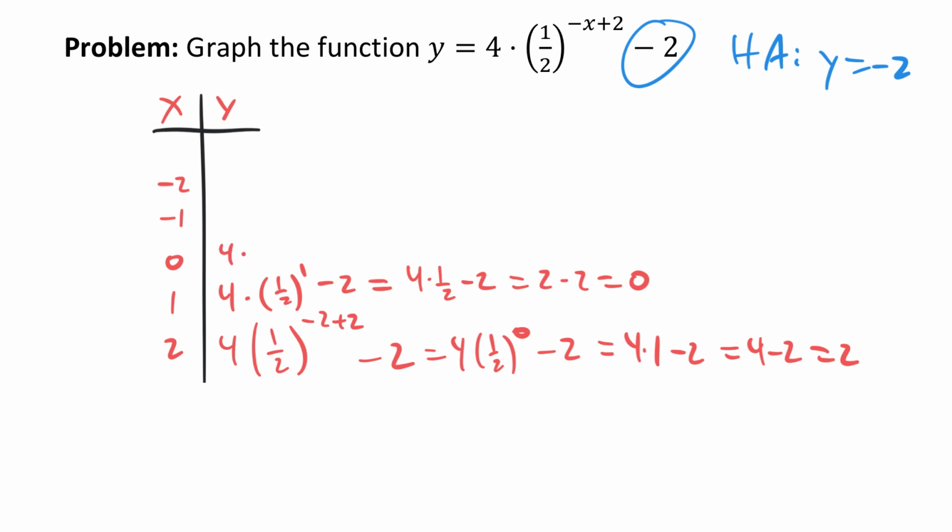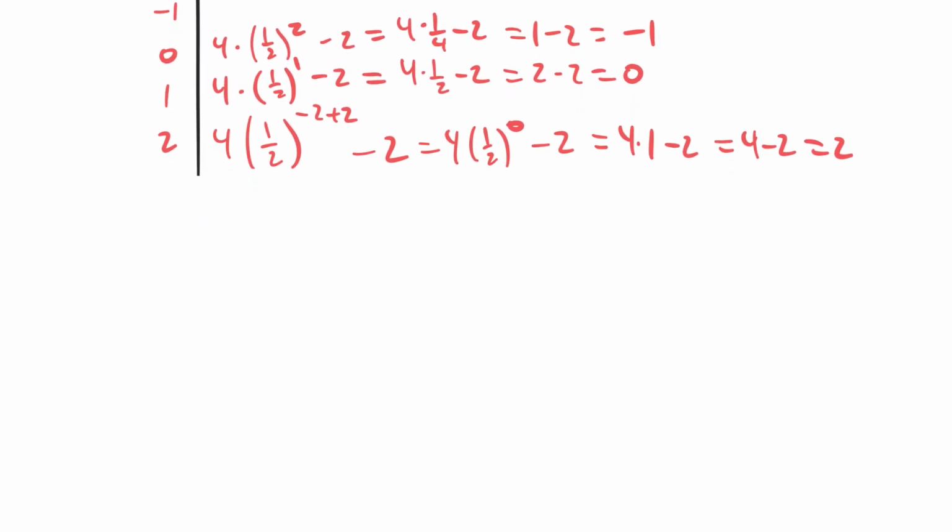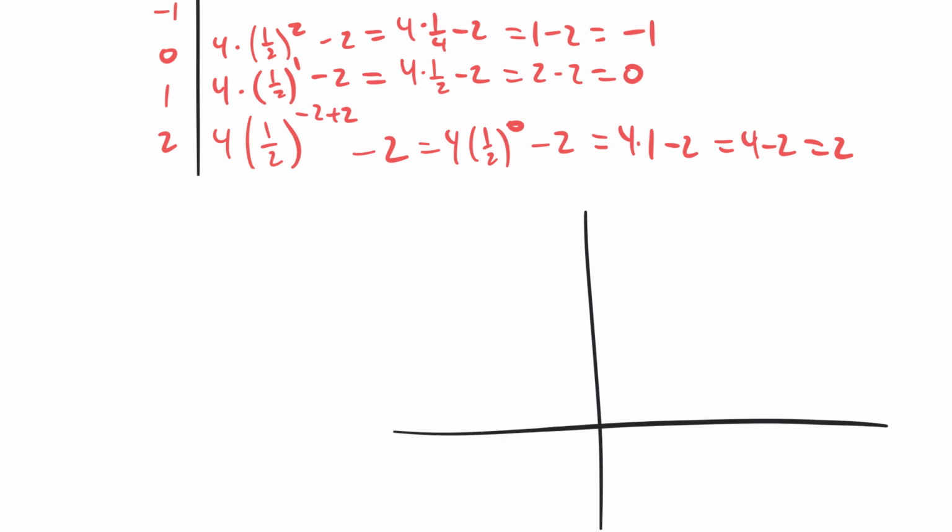4 times 1/2 to the 2. So 1/2 squared is 1/4. 1/4 of 4 is 1. Minus 2 is -1. Okay, so we were able to come up with some nice points. That's good. Let's go ahead and sketch them.